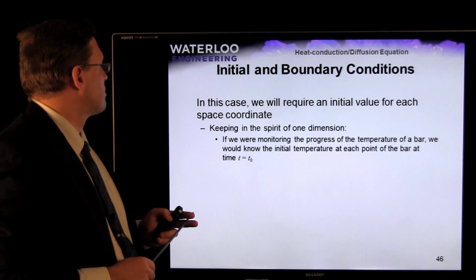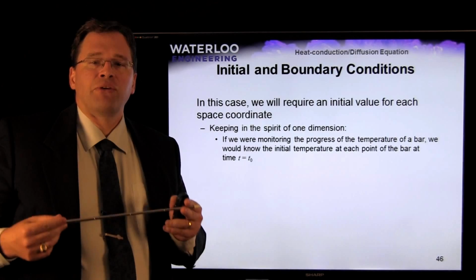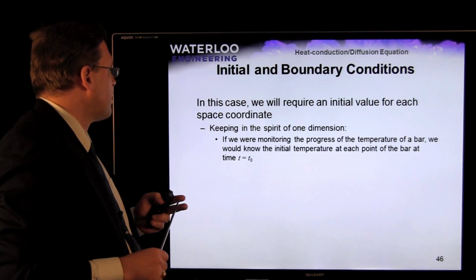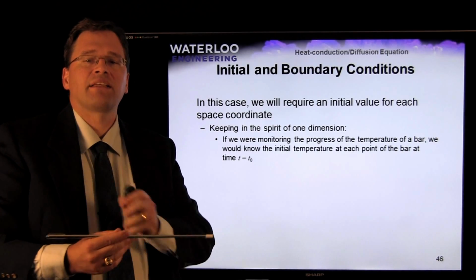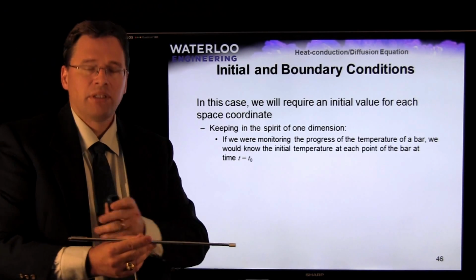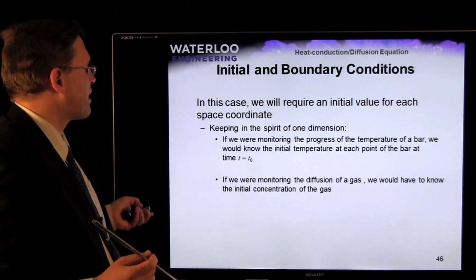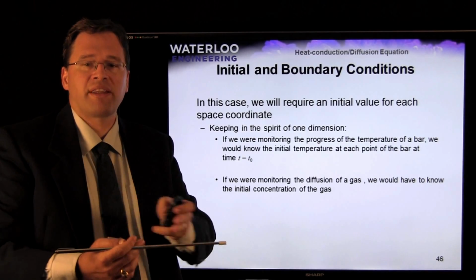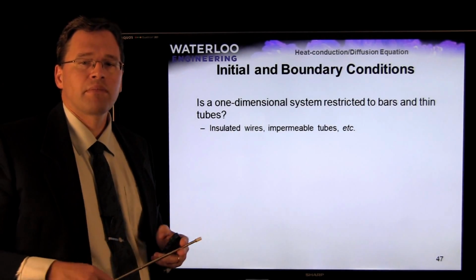Now, in this case, we will require an initial value for each space coordinate. We are in one dimension, and so essentially we will need to know what the entire state is along the bar at the initial time t naught. Now, if we were monitoring the diffusion of a gas, then we would instead have to know what the concentration of the gas is at some initial point.